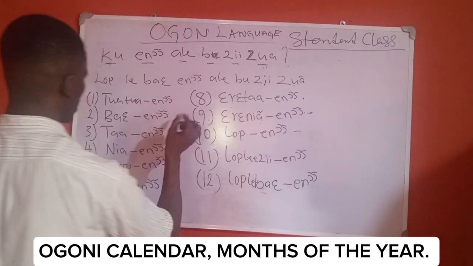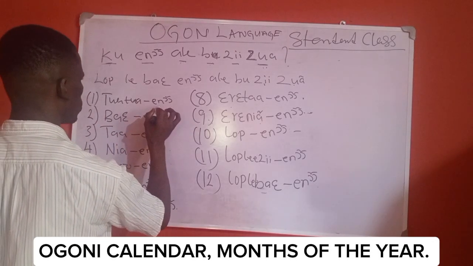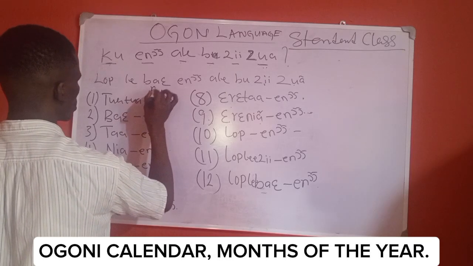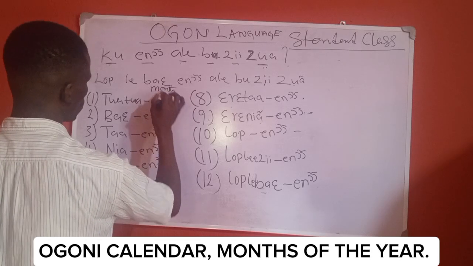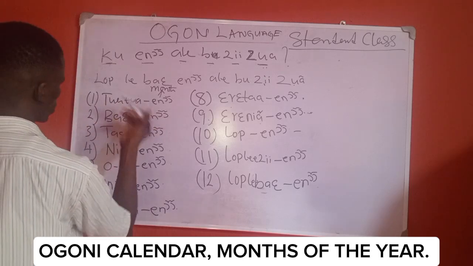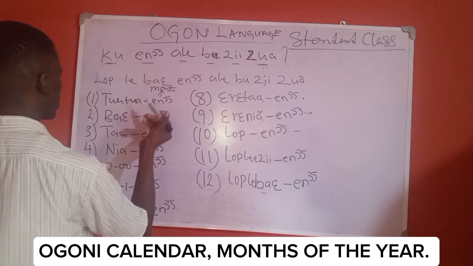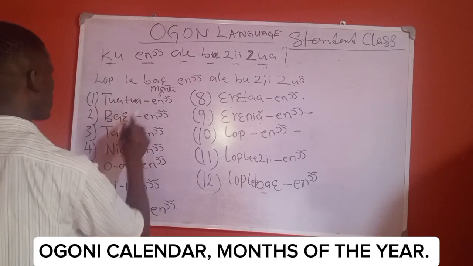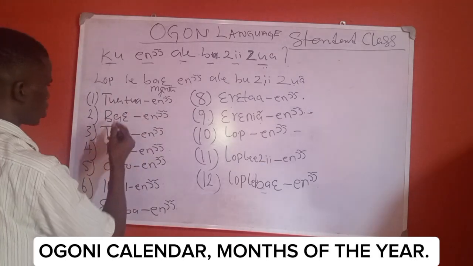All this, if you can recall, Eno is the spelling of month. So Eno is month. So here we have Tua Tua, which is the first, the beginning. Tua Tua refers to the beginning of anything. So here we have Ba, second.